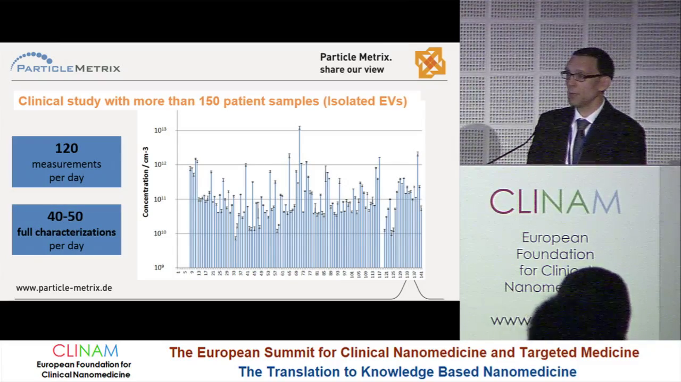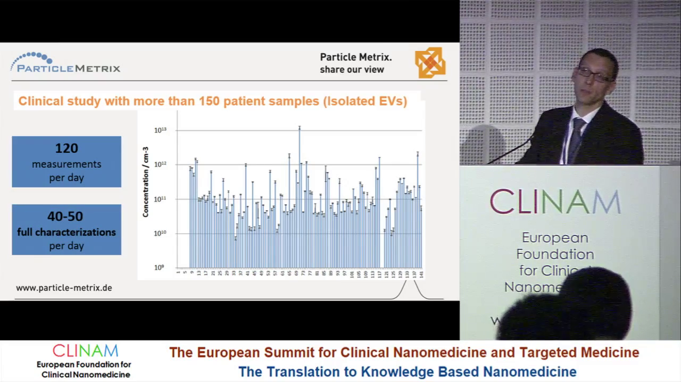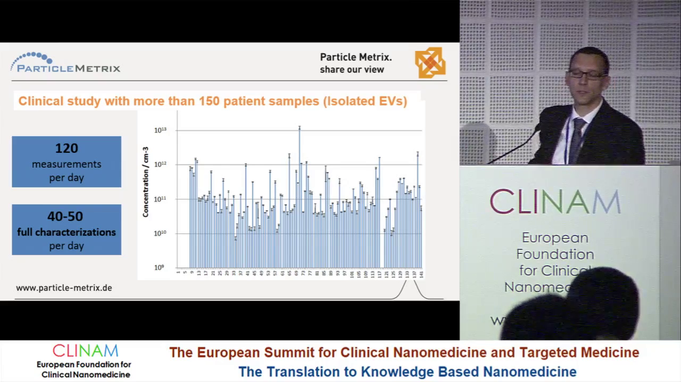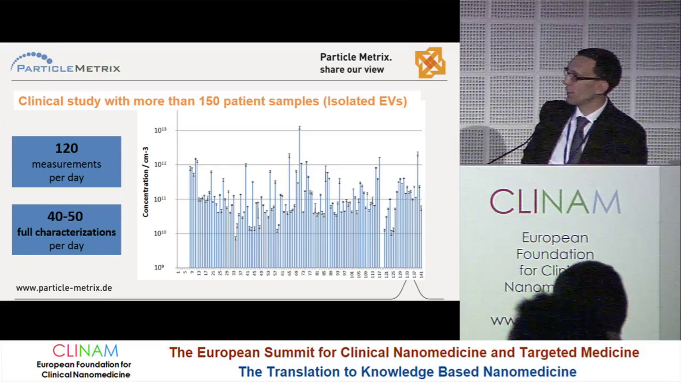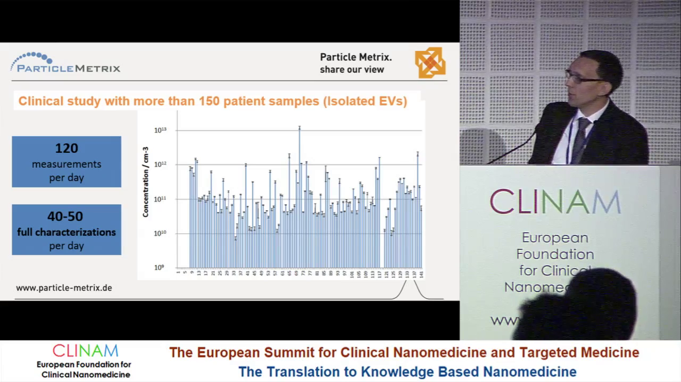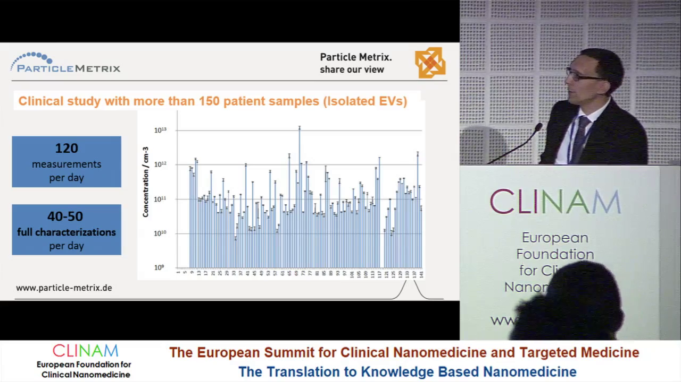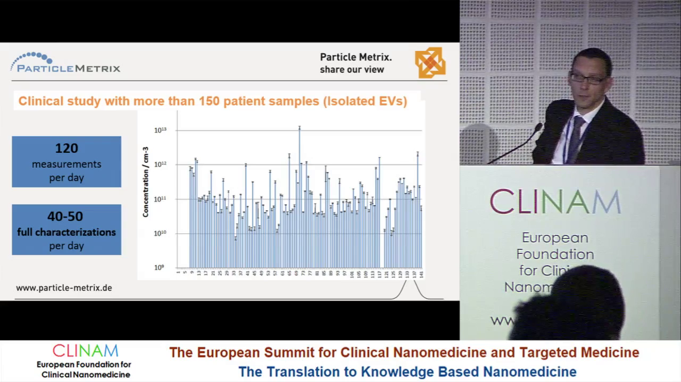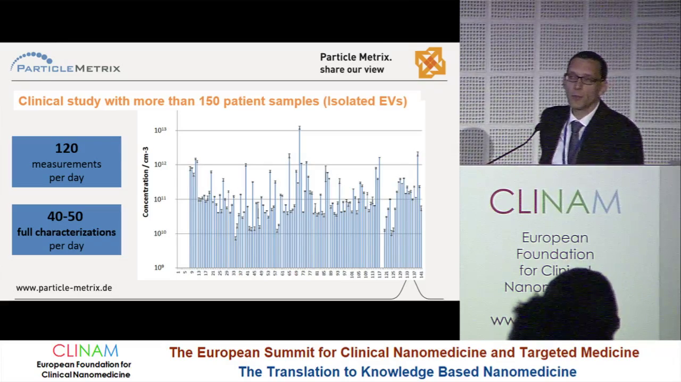But I think I'm not telling you a secret: 150 measurements doesn't mean 150 samples. You should always take care to do reproducible measurements, so at least a threefold, a triplicate. So in a technical environment, we are able to do 40 to 50 full characterizations of a sample. That means concentration, zeta potential, and particle size distribution.